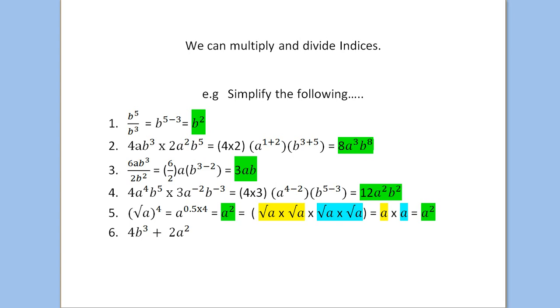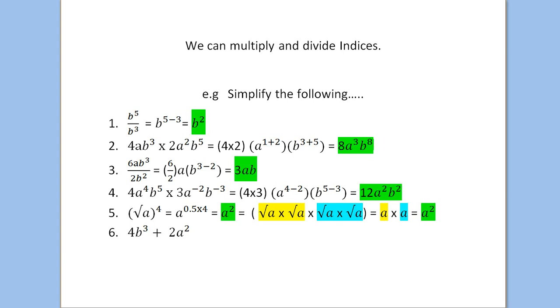The next one, we apply the same kind of logic. This time we're dividing. So 6 over 2 is 3. A over, there's nothing on the denominator involving a, so it's just a. And then b cubed over b squared is equal to b cubed minus 2 as the power, so it's b to the 3 minus 2, and that's just b, so the answer is 3ab.